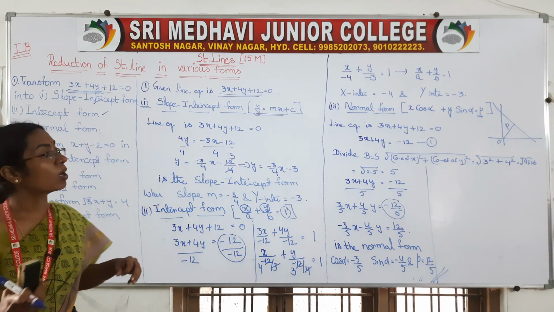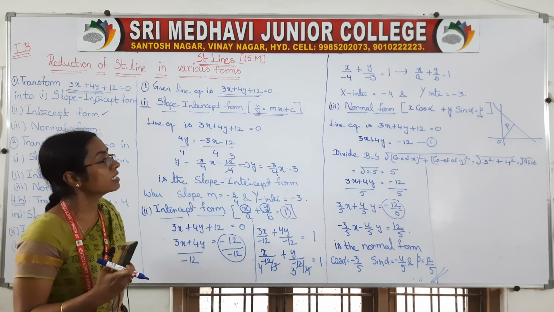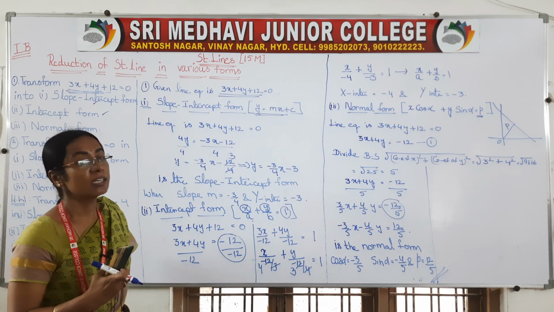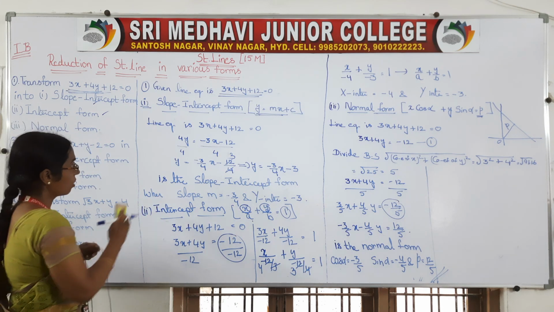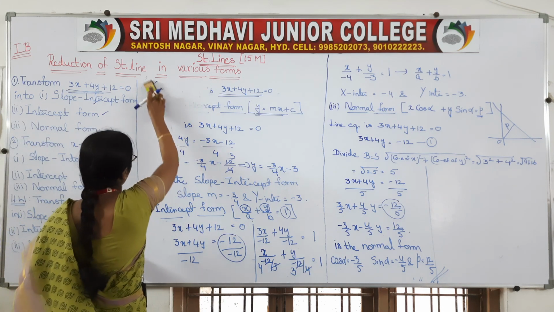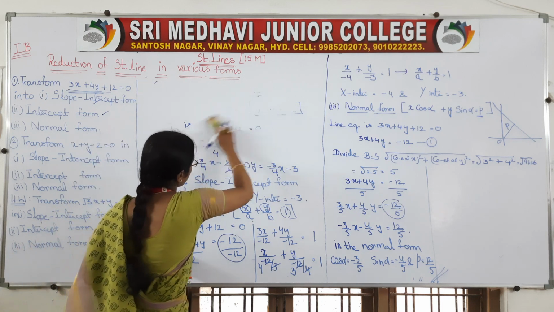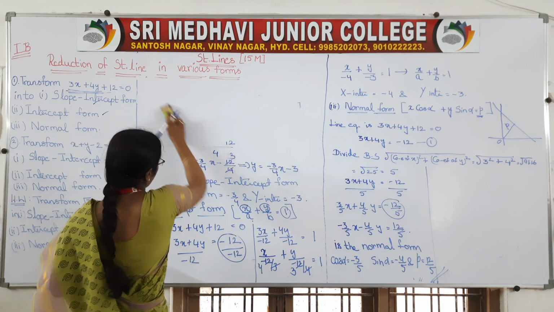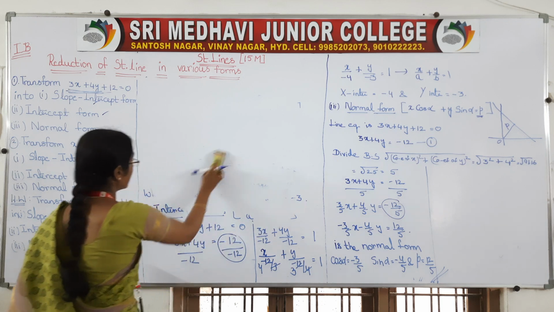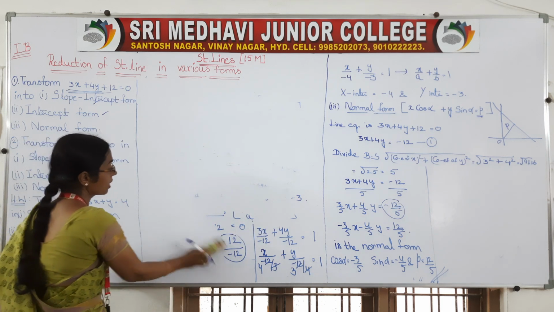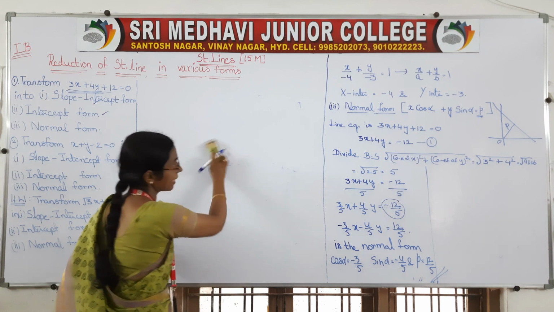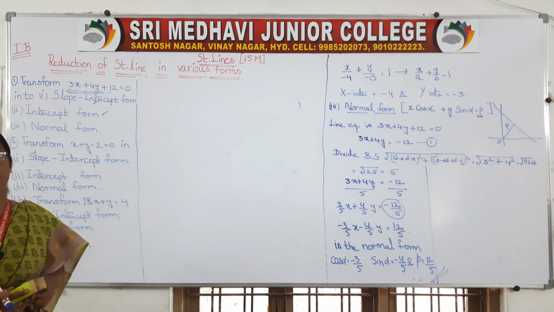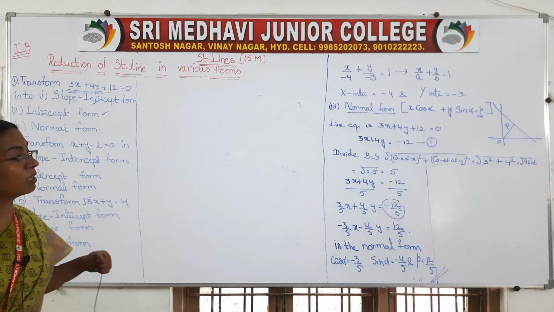I will do one more problem. This method is very repeated, and you should get used to it. So now we will solve one more problem of this method. We will take another line equation and find all the 3 forms. What are the 3 forms? First is slope intercept form, second is intercept form, and third is normal form.